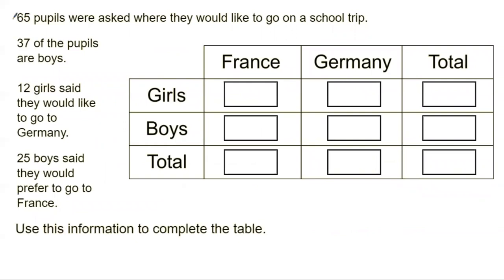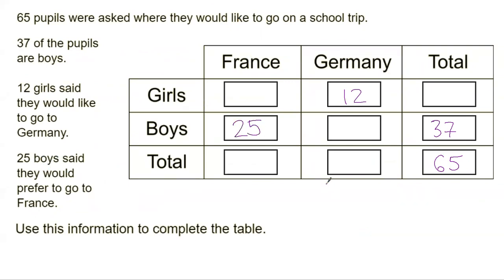Okay, we've got to fill it in. So 65 pupils were asked. That means the total amount of people is 65. Asked if we'd like to go on a school trip. 37 of the pupils are boys. 12 girls said they would like to go to Germany. Girls, Germany, 12. 25 boys said they prefer to go to France.